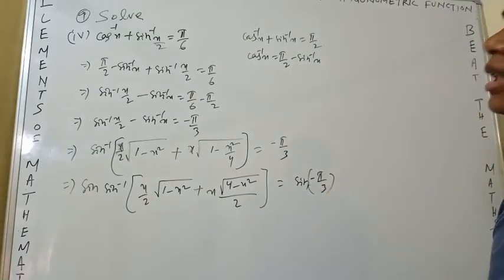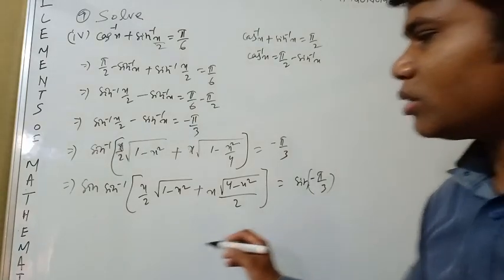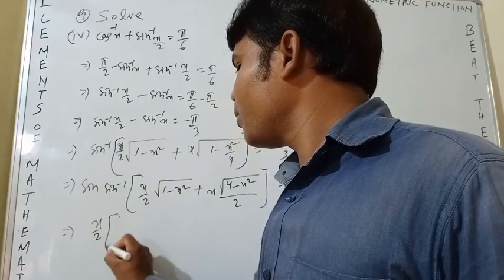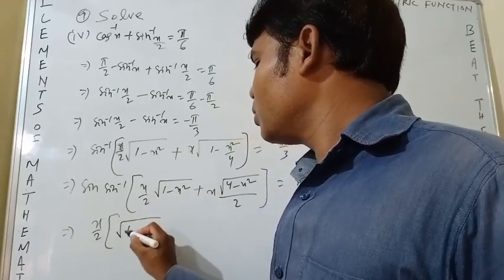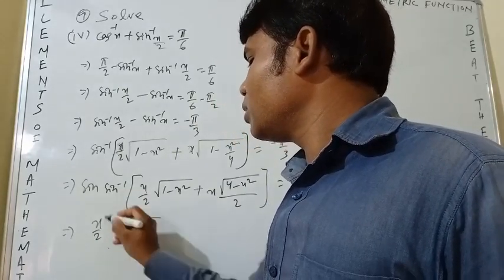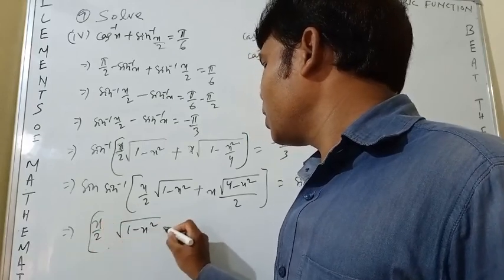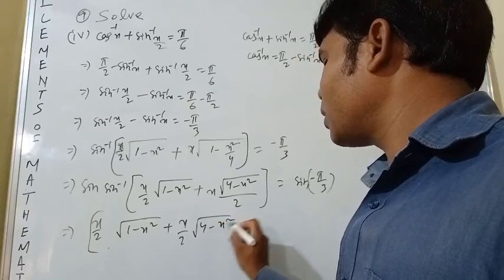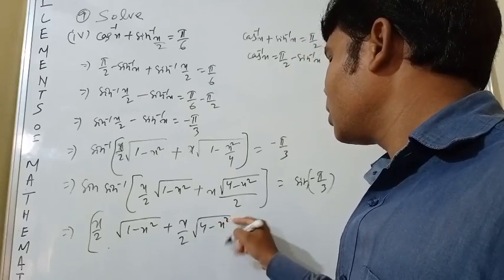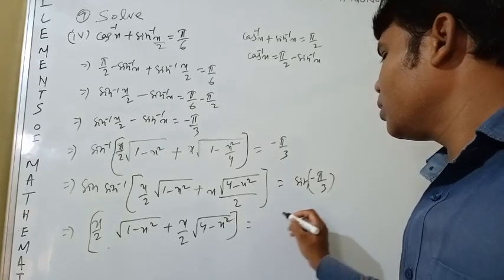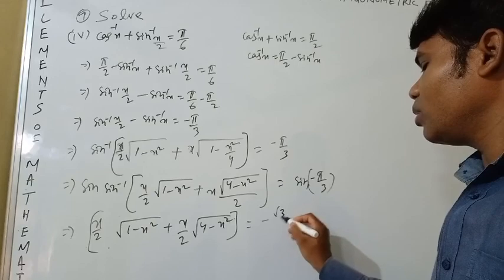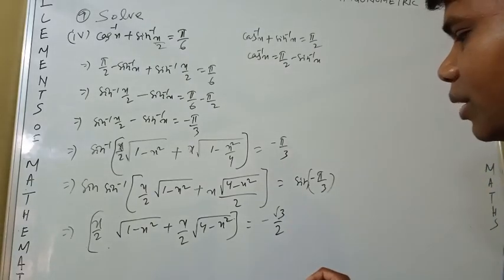You know sin pi by 3 is equal to how much? Root 3 by 2. Sin minus pi by 3, that is minus root 3 by 2. Sin inverse will cancel out. This is x by 2 root over 1 minus x square plus x by 2 root over 4 minus x square is equal to sin minus pi by 3, that is minus root 3 by 2.